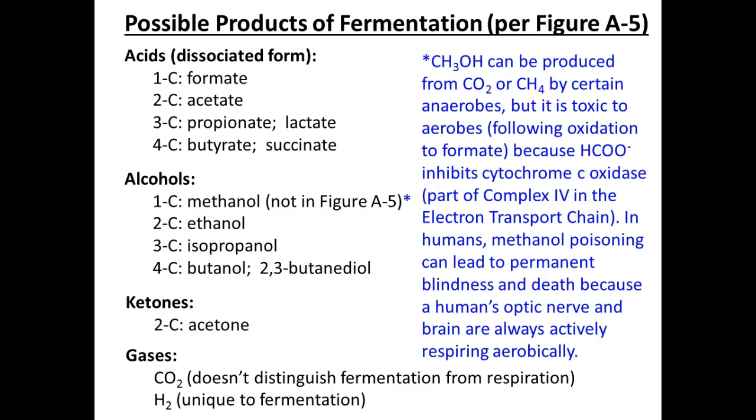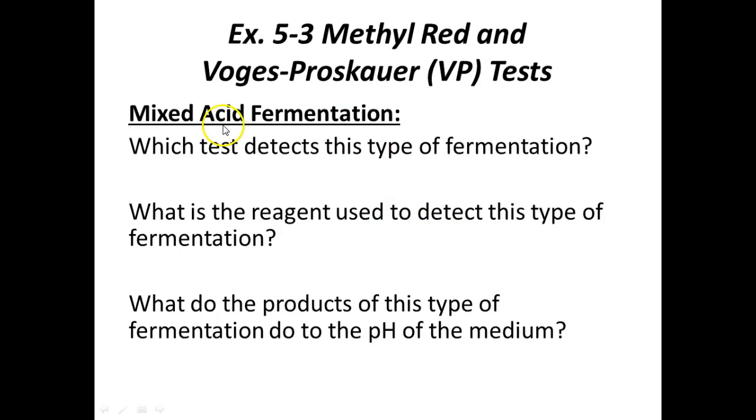So in humans, methanol poisoning can lead to permanent blindness and death because the human optic nerve, we're constantly always using this. It's constantly respiring, it's very active. And so when you shut that down and you cause damage to that nerve, you could permanently damage it so that you no longer can see. And then, of course, the brain, too, very active constantly. So you don't want to kill that off. Don't be drinking any methanol.